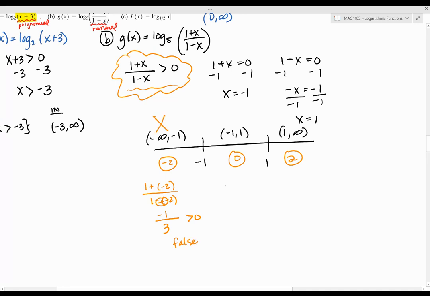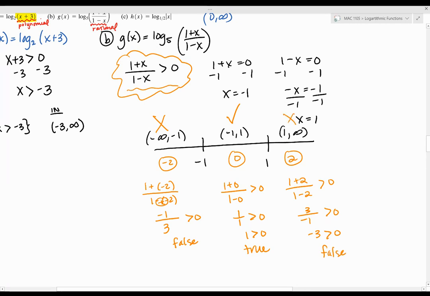All right, I'm going to try the second one. Is 1 greater than 0? Yes, that's true. So we like that interval. And then we're going to try the last one. Is -3 greater than 0? No, that's false. So we don't like the last interval.